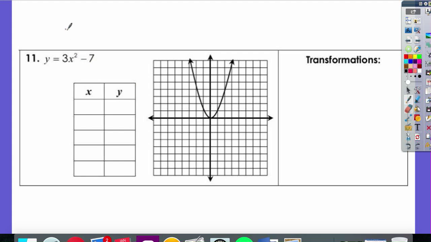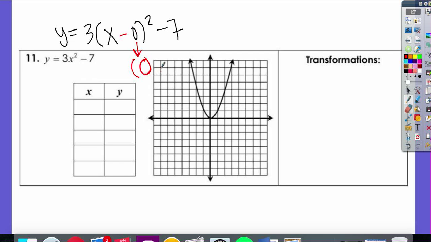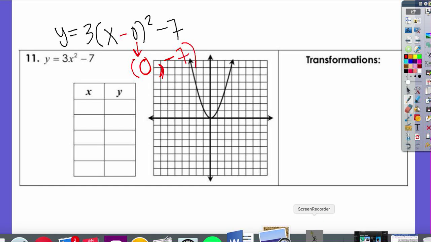Even though I don't have a parentheses, I know that I can really visualize this as 3 times x plus 0 squared minus 7. So the reason why there's not a parentheses is because nothing's being added or subtracted inside. So I know that just looking at the new vertex, x didn't make any changes. Technically it would be minus 0, doesn't really matter. There were no changes to the x coordinate, so it's going to continue to stay 0. The new y coordinate is negative 7.